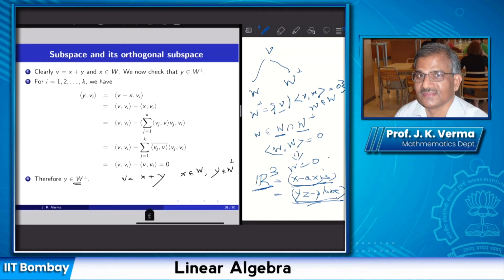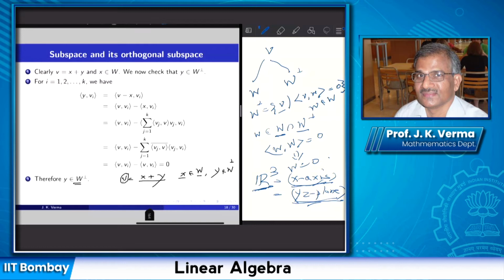So I'll recall what X is now. We are decomposing any vector in V as a sum of two vectors. One is lying in the subspace W and another is lying in a subspace perpendicular to W. And this vector X which is lying in W, how did we obtain that? We simply take the vector V and take its projection in each of the Vi directions and add these projections. I get a vector in W and that is my vector X. So this X will be called the projection of V inside the subspace W.